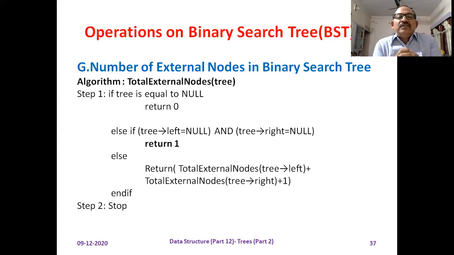If control goes to the external nodes, we simply return the value 1. Else, return total external nodes tree left plus total external nodes tree right plus 1. Okay.